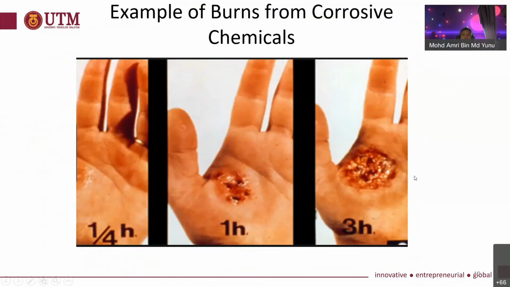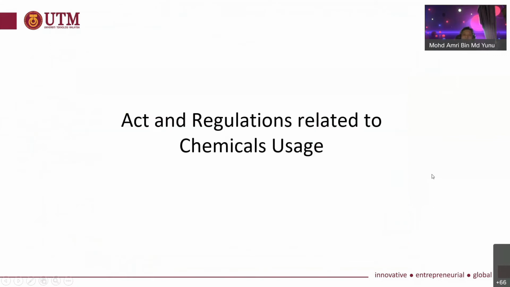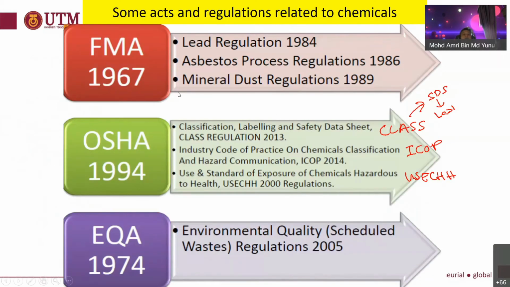So this is the burns of corrosive chemicals. And okay, we come to the acts and regulations related to chemical usage. So there is the FMA, the Factory and Machinery Act, related to chemical usage, like for example lead regulation, asbestos, mineral dust. So it states the requirements, safety measures, and so on.